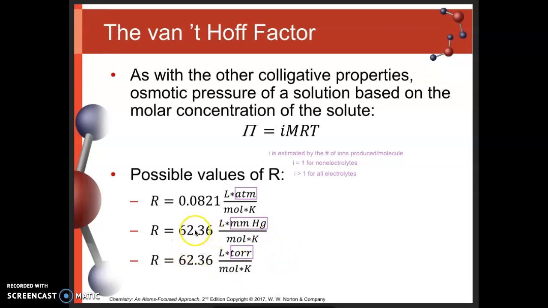Now notice also that the value for millimeters of mercury and torr is the same. That's because millimeters of mercury and torr are practically the same unit. In fact, the unit of torr is millimeters of mercury. It's named after Evangelista Torricelli, who invented the barometer. And that's where that comes from.